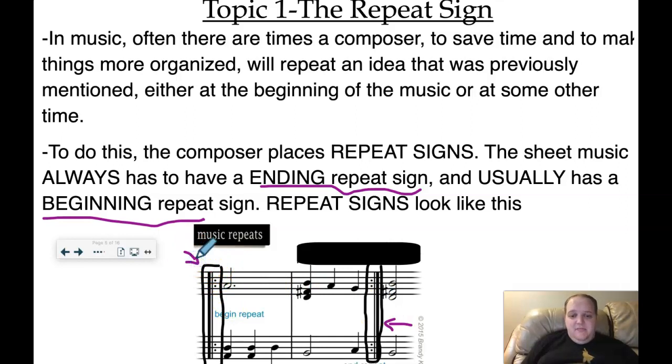So this is what happens. Okay? You play through this measure. Sorry, I'm a little off pitch. Then you go back to this. Da, da, da, da. Then you skip over this and go over to, you skip over to this measure. So again you go, that line tells you to repeat.